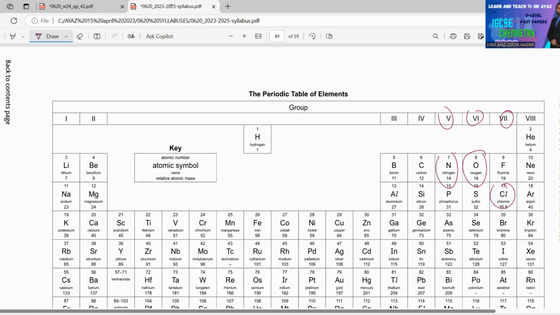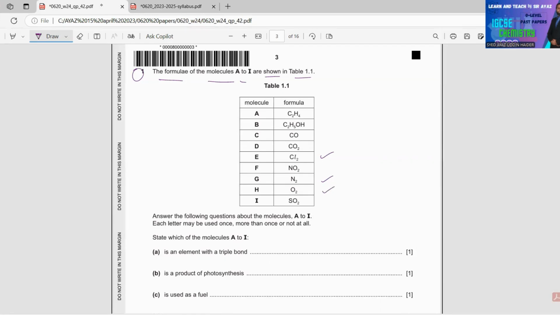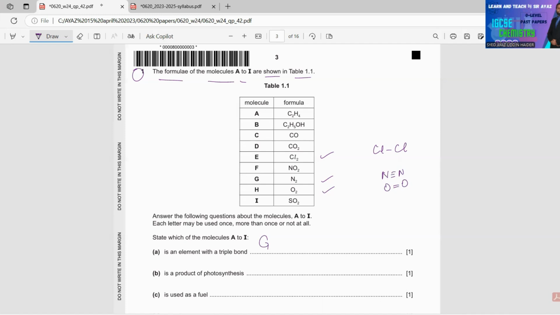So chlorine, needing 1 electron to complete its valence shell, will definitely form a single bond like this. Two chlorine atoms will form a single bond like this. I'm showing the one pair of electrons which are shared between these two chlorine atoms. For nitrogen, both need 3 electrons to complete their valence shell, so both will share 3 electrons. So they are going to form N triple bond N. What about oxygen? Oxygen is group 6, they need 2 electrons, so they will share 2 electrons coming from each atom, so they will form O double bond O. So G must be the correct answer for part A.